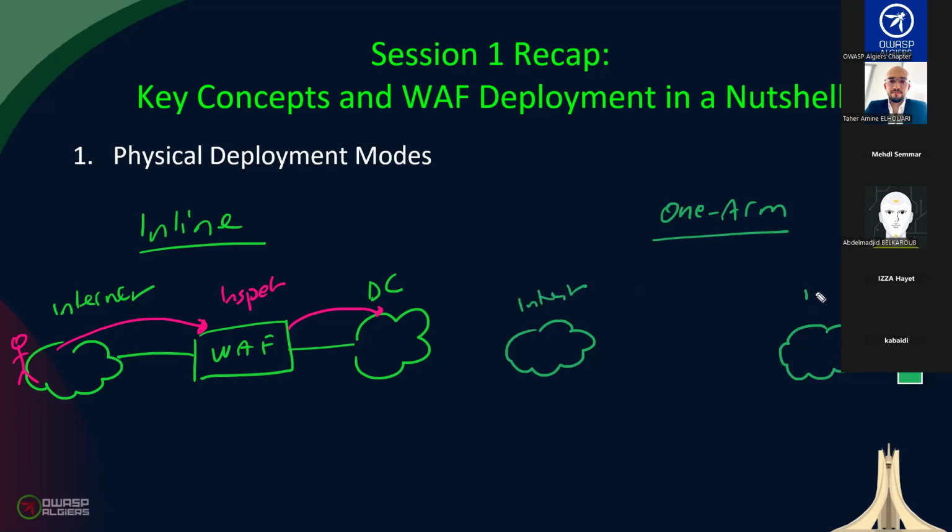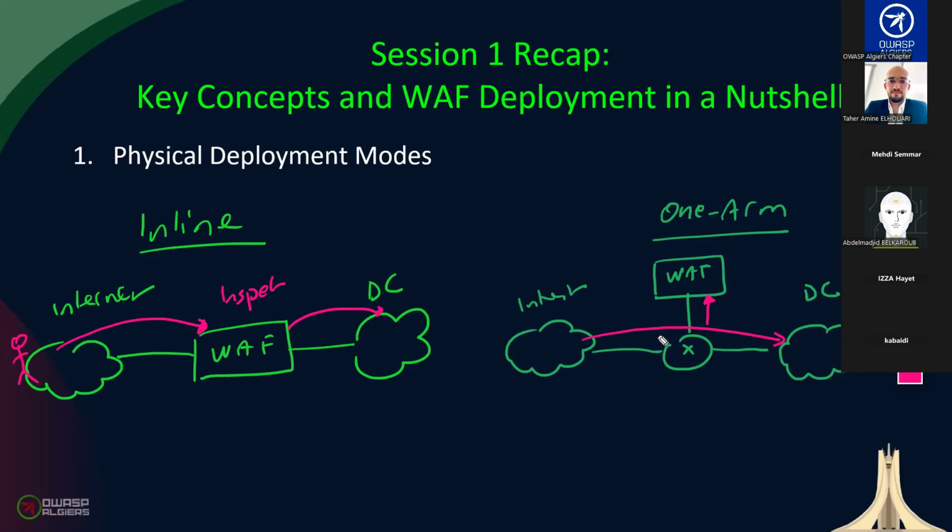Again, this is your data center. You have a network device between them, for example a router, a firewall, or a switch, and the WAF is deployed not on the path. We also call it the out-of-band deployment. Now, the goal behind this deployment is to just send a copy of the traffic to the WAF for monitoring reasons. And this is the main reason to choose one of these two physical deployment modes.